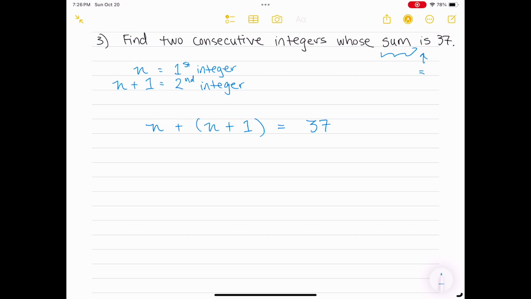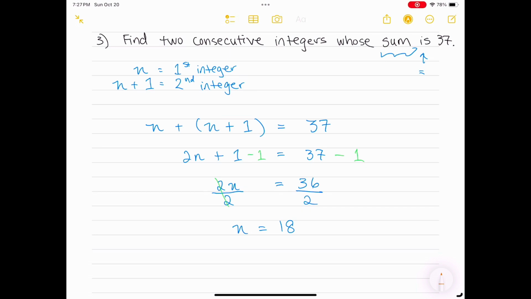We begin solving this equation by gathering like terms. n plus n equals 2n. So now on the left-hand side of the equation, we have 2n plus 1 equals 37. We bring the numbers to the right-hand side by subtracting 1 from both sides of the equation. That leaves 2n on the left-hand side and 37 minus 1 on the right-hand side, or just 36. Now we divide both sides of the equation by 2 to get n by itself on the left-hand side, and on the right-hand side, 36 divided by 2 equals 18.